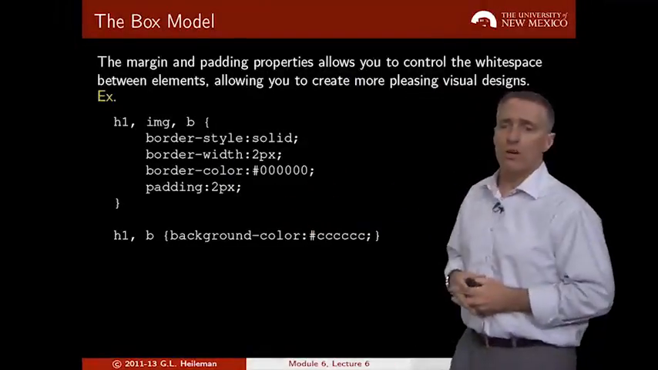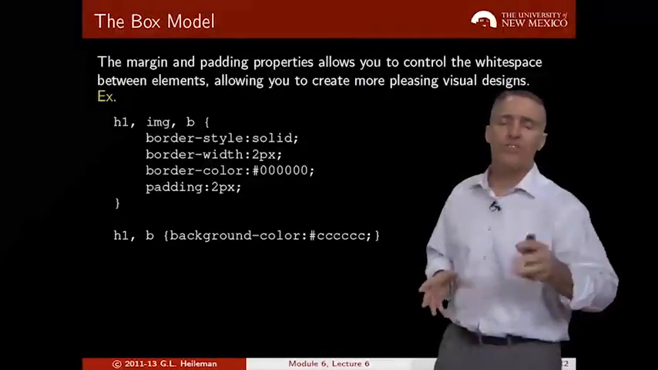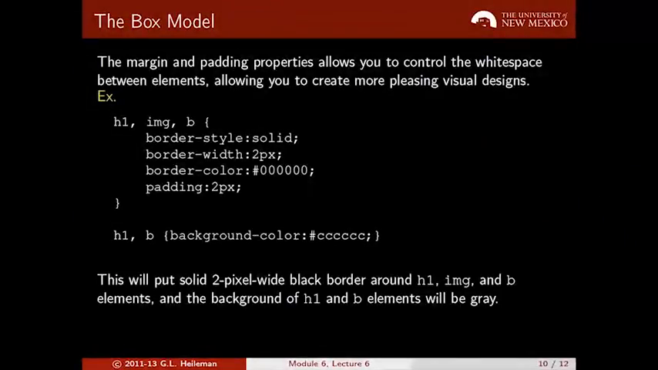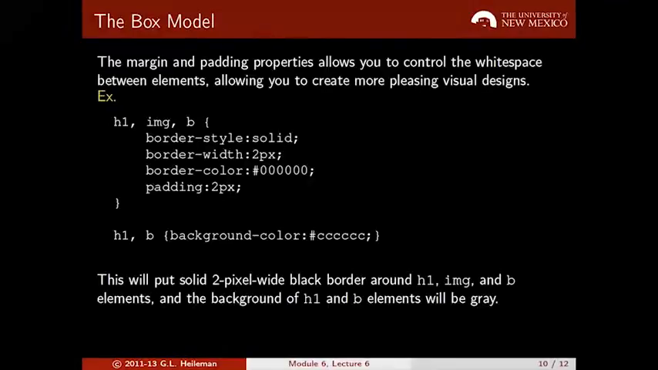There's a second rule below where I show H1 and B having the background color all C's, whatever color that turns out to be. So as I mentioned, this puts a 2 pixel black border around the H1, image, and B elements, and the background of H1 and B elements are going to be gray in this case. That's what the all C's means.